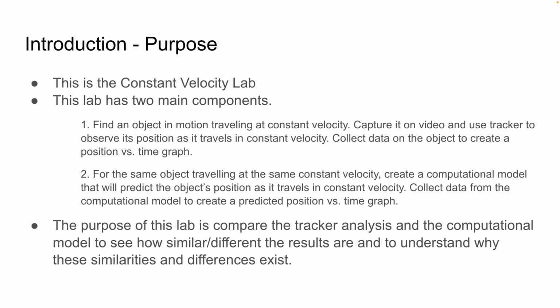This lab has two main components. The first component is to find an object in motion traveling at constant velocity, captured on video, and use Tracker to observe its position as it travels in constant velocity. Collect data on the object to create a position versus time graph.